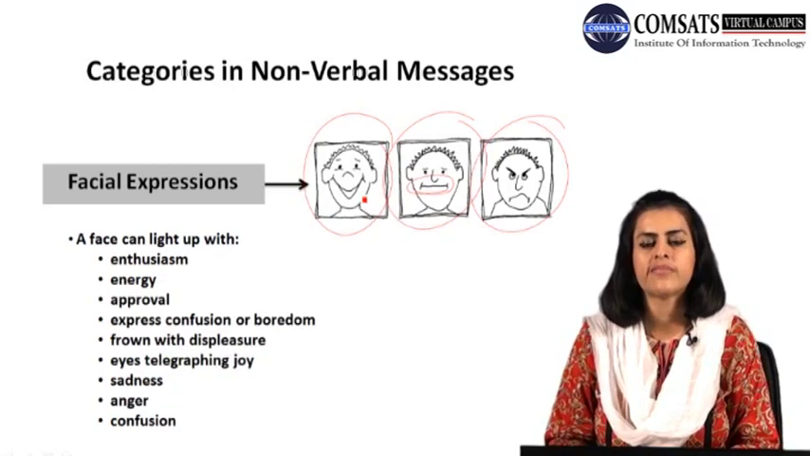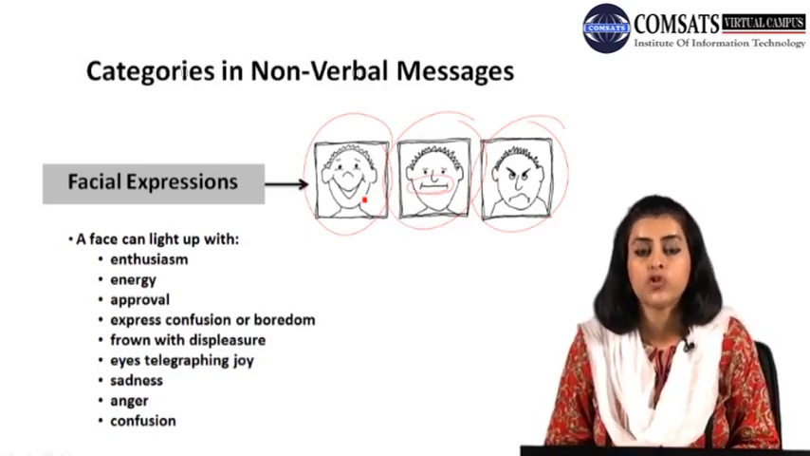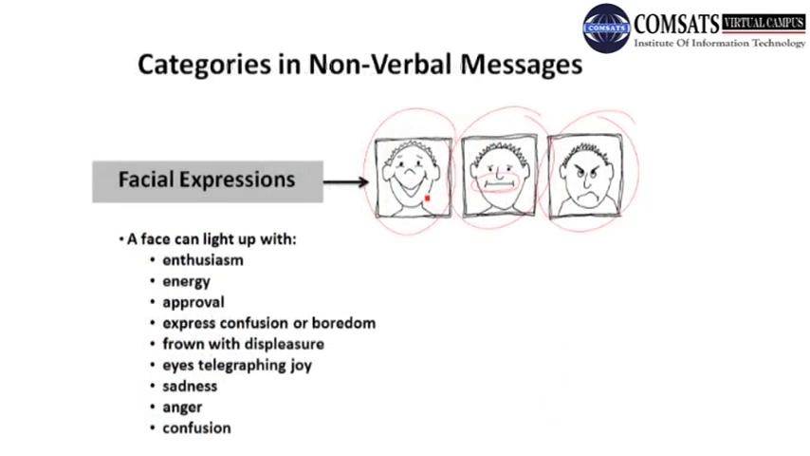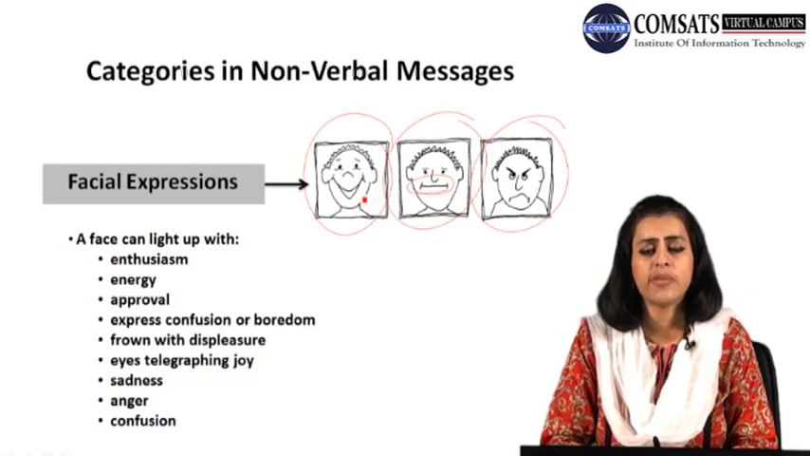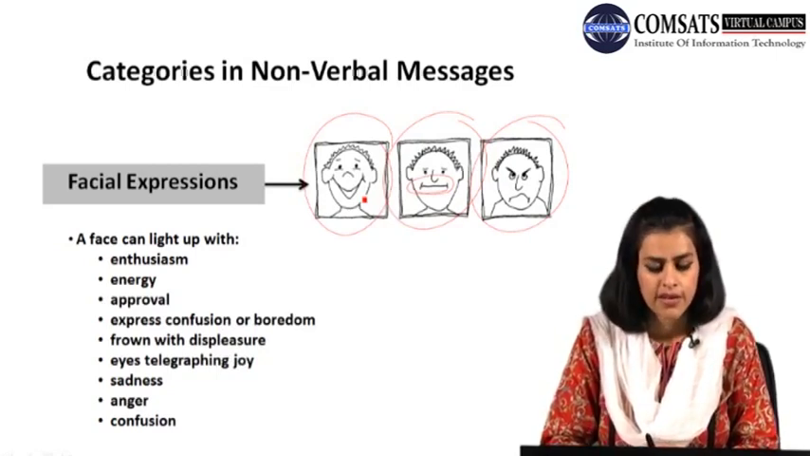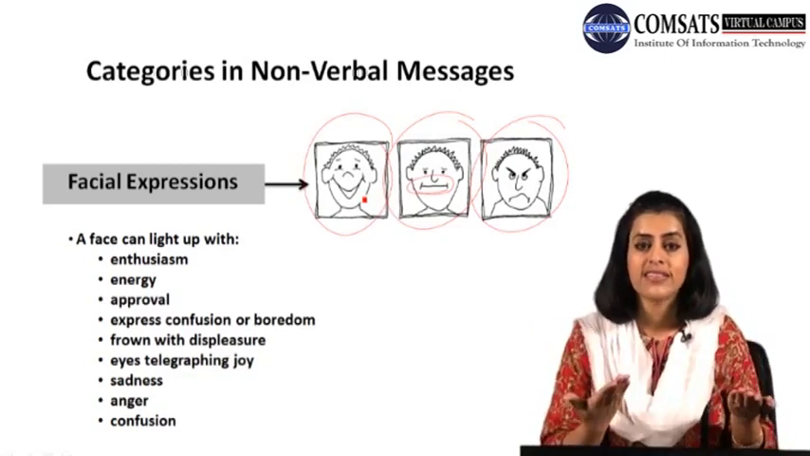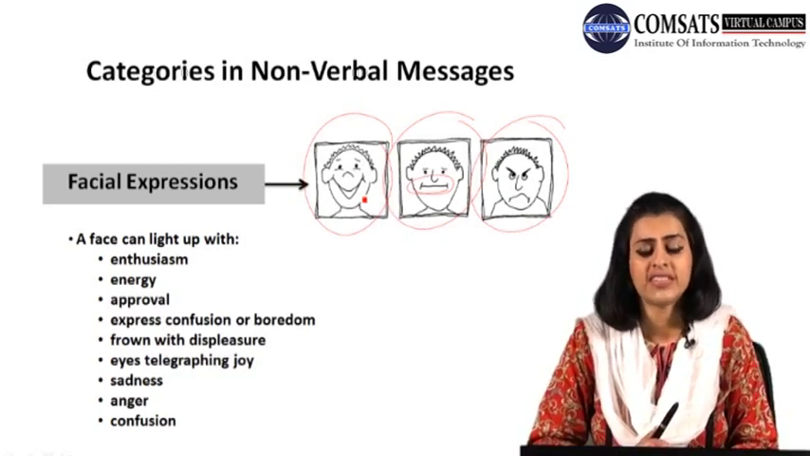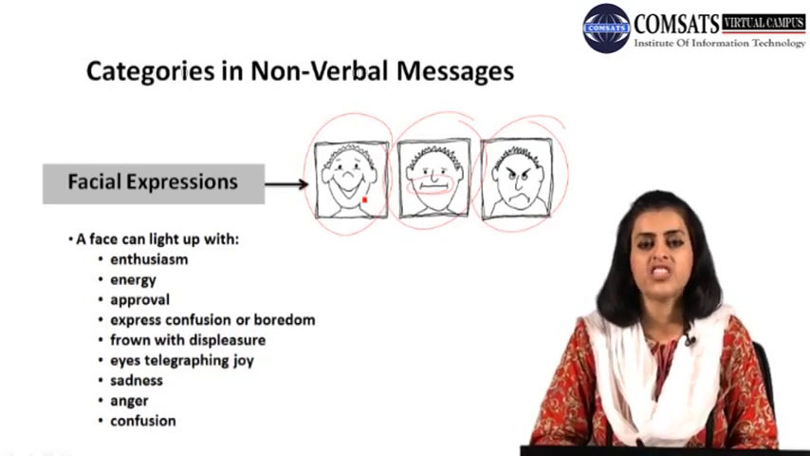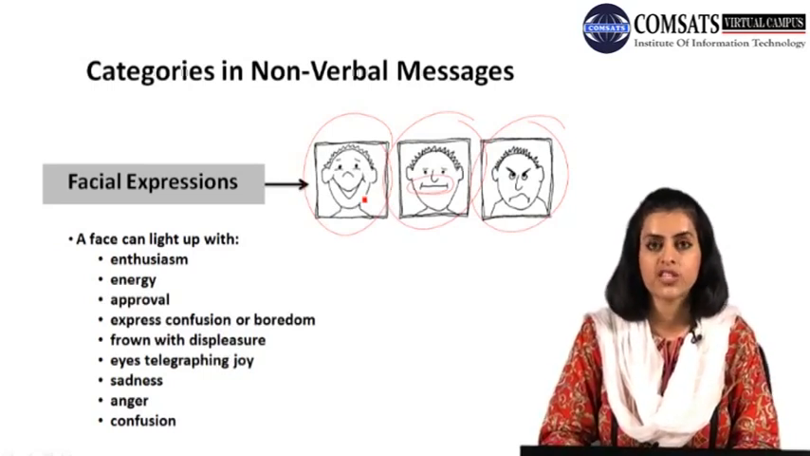You can express confusion or boredom. Sometimes when you are really very tired, your face would be reflecting that. Sometimes once you are confused about something, your face would automatically tell it to the other people. Sometimes your face also frowns with displeasure, if you are displeased with something. Your eyes telegraph joy. Eyes are the best communicators of your heart, so your eyes are also communicating to the next person. Your face can also express sadness, anger, confusion, tiredness. Everything is reflected through your face and your eyes. So this is the first category of non-verbal message, that is facial expression.